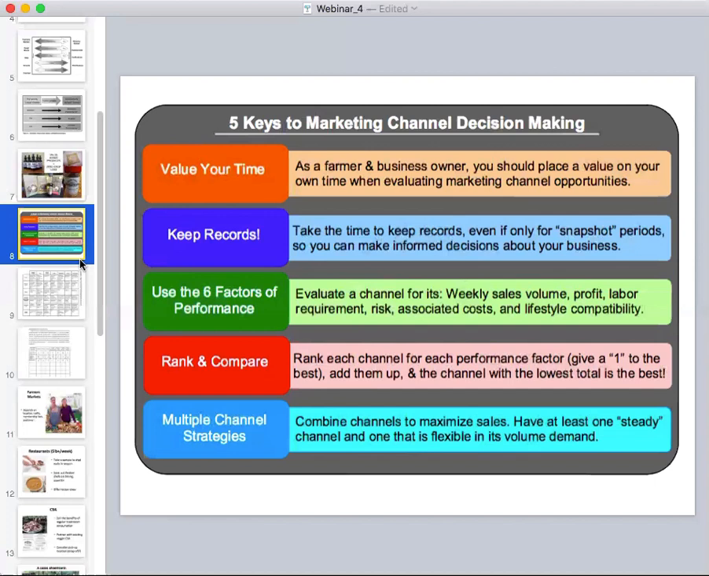The next thing on this is using these 6 factors of performance, as they call it, but it's really about drilling down into it and critiquing each channel, thinking about it really deeply. And we'll show you the cheat sheet, which helps do that a bit. The next thing is the activity where we'll have you rank and compare these different channels. And then again, you think about what are my primary and my secondary channels as we go.